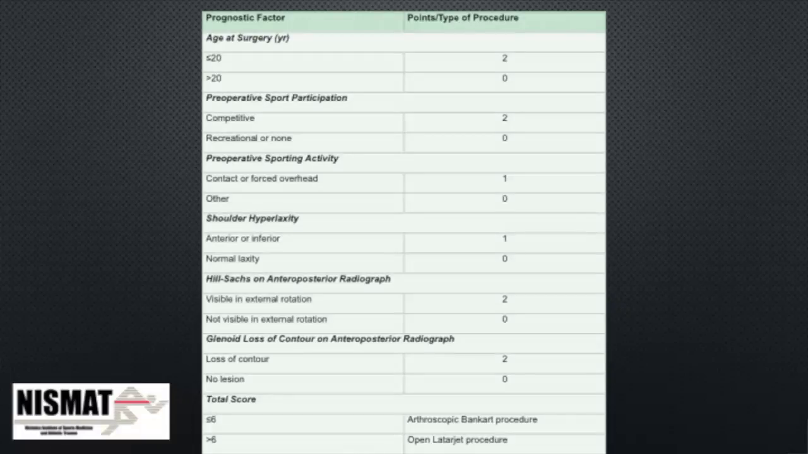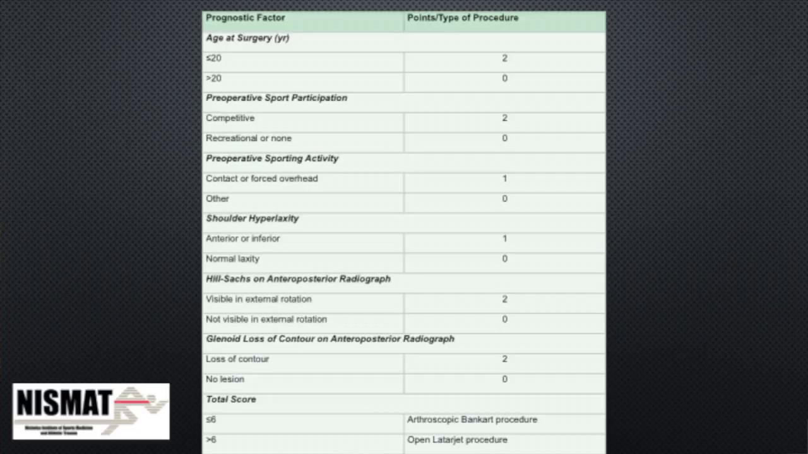Patients under 20 years old at the time of injury are afforded 2 points. Whether they participate in competitive sports or recreational sports, again, 2 points assigned to the patient. Whether it's a contact or forced overhead activity or something that's non-contact, there's 1 point. Whether the patient has hyperlaxity, 1 point. Hill-Sachs lesion or defect in the bone seen on X-ray, 2 points. And loss of glenoid normal anatomy, again, assigned 2 points. So the total score is then determined from these multiple factors. And it's important to understand here what you're looking at: age, bony conformity, hyperlaxity, contact sports. These are all the factors we use to determine how we should treat the athlete.